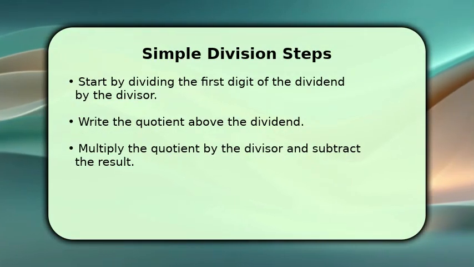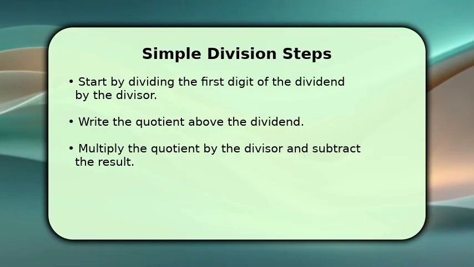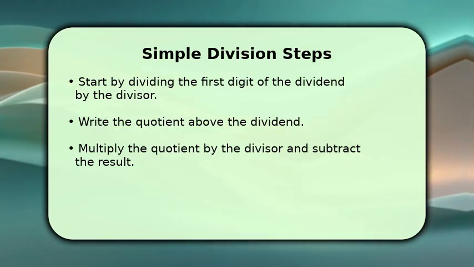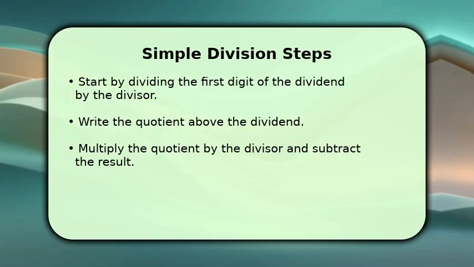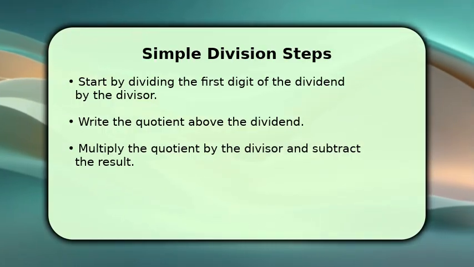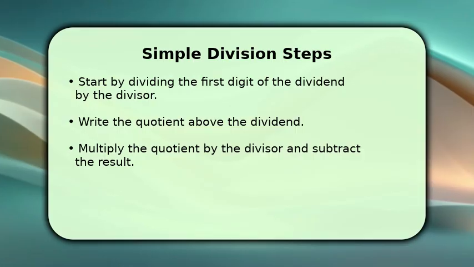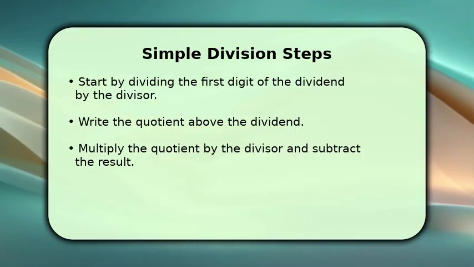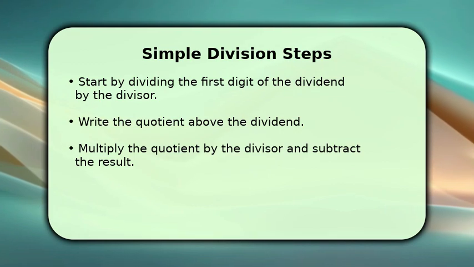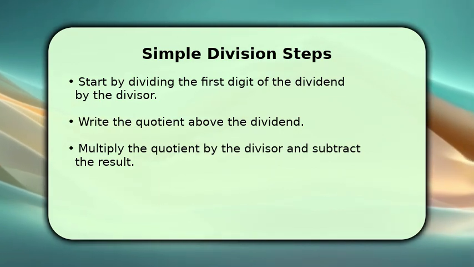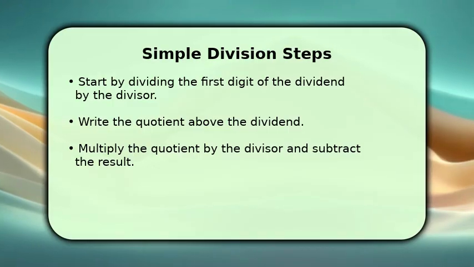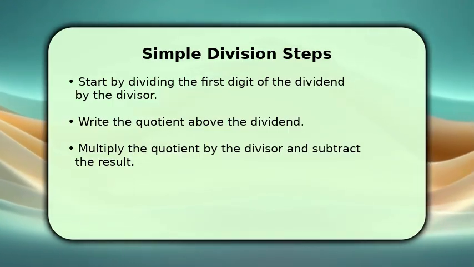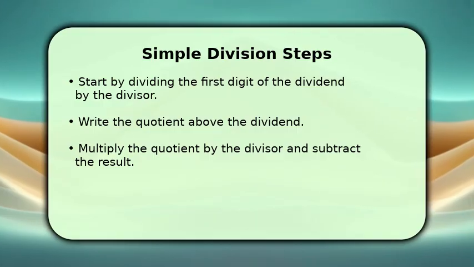Now, let's walk through the simple steps for performing division. First, you look at the dividend and see how many times the divisor fits into its first digit or first few digits. You write that number as part of your quotient. Then, you multiply that quotient digit by the divisor and subtract it from the dividend. Finally, you bring down the next digit and repeat these steps until you have no more digits.